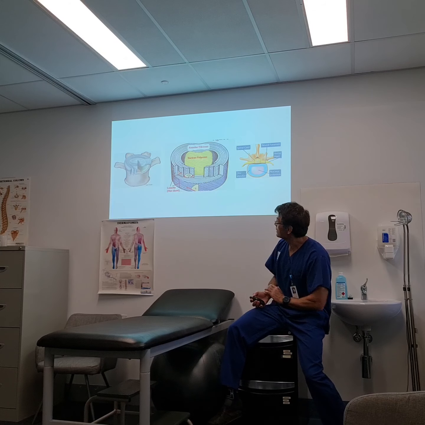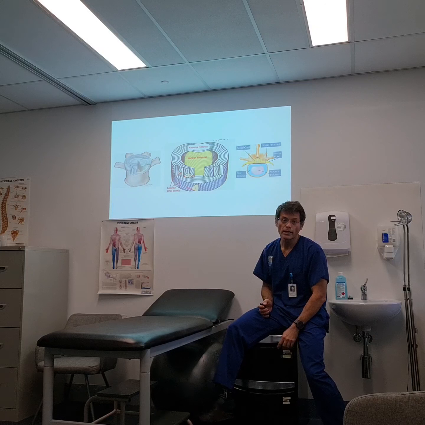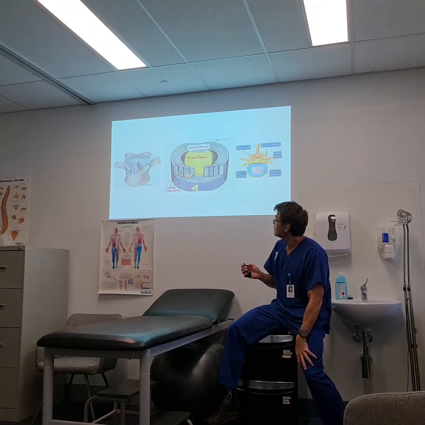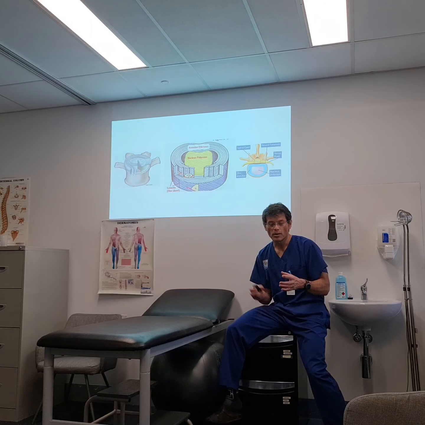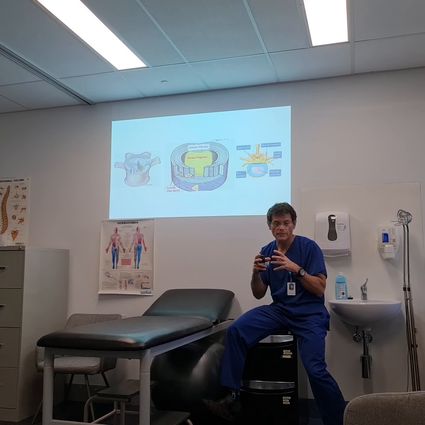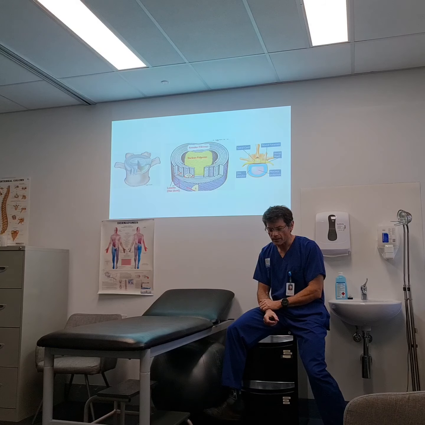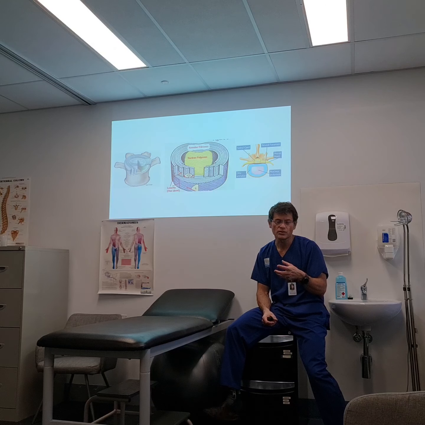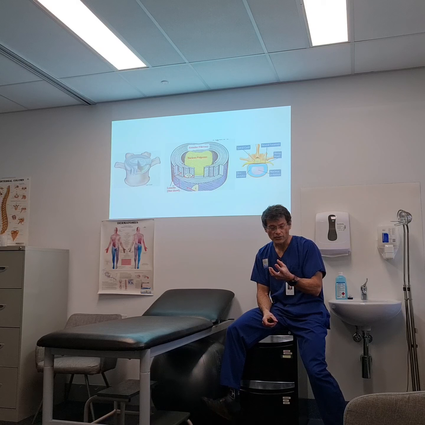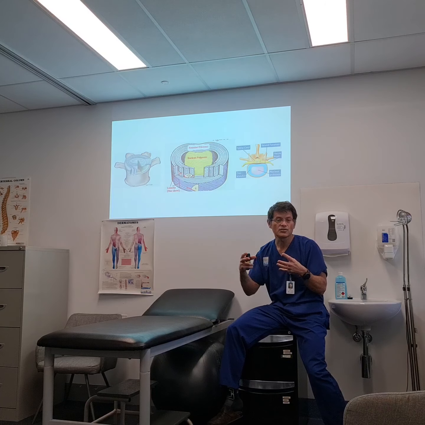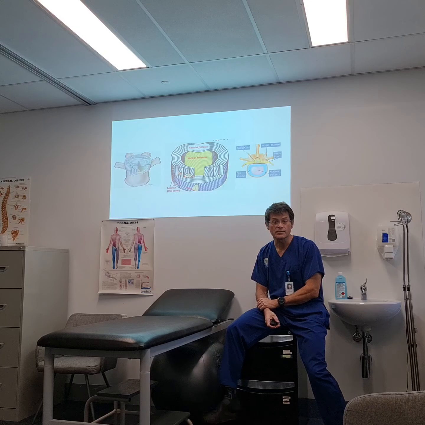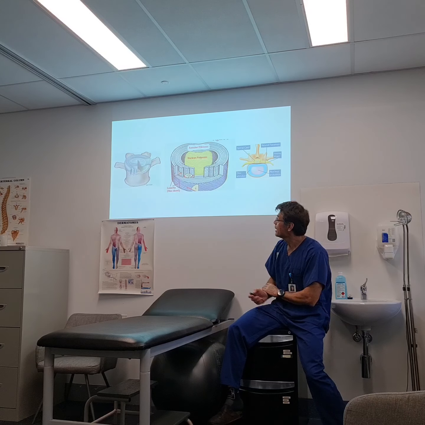Because the disc is made up of two main parts. One is called the annulus fibrosus, and one is called the nucleus pulposus. The nucleus pulposus is this soft, jelly-like substance in the center of the disc, and it's made up of a protein-rich and glucose-rich matrix that has this ability to suck in water to create this jelly-like consistency of the intervertebral disc.